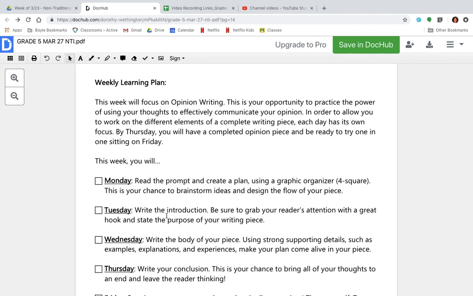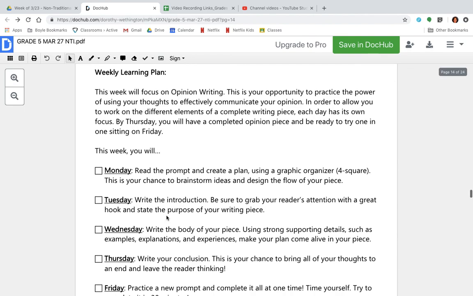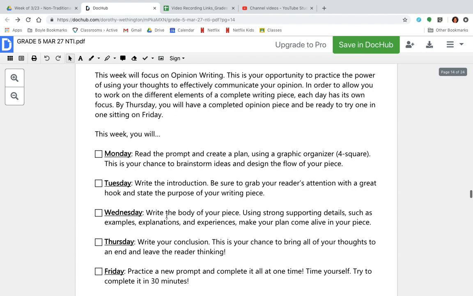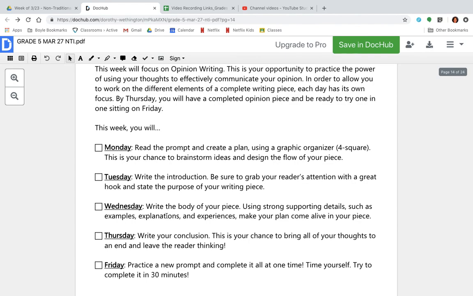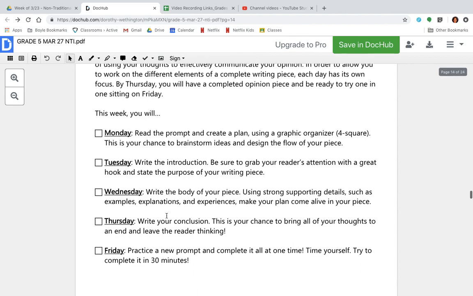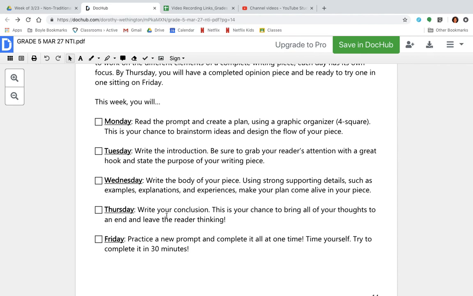Tuesday, write the introduction. Be sure to grab your reader's attention with a great hook and state the purpose of your writing piece. Wednesday, write the body of your piece using strong supporting details such as examples, explanations, and experiences. Make your plan come alive in your piece. Thursday, write your conclusion. This is your chance to bring all of your thoughts to an end and leave the reader thinking.